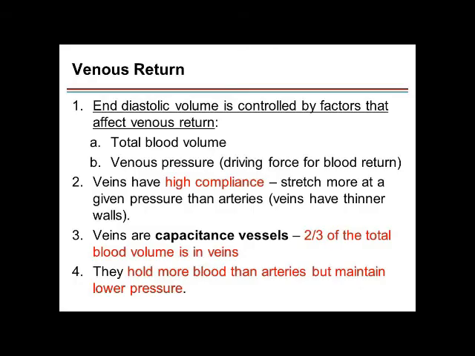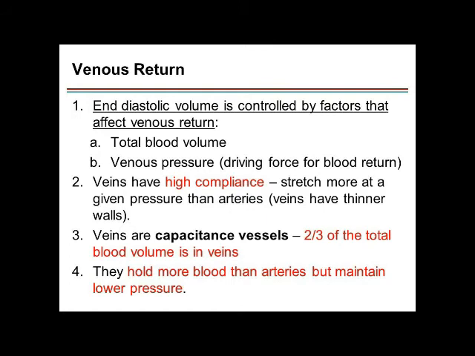Now, in venous return, the end diastolic volume is controlled by factors like total blood volume in the circulation and venous pressure, which is the driving force of the blood return. Veins have high compliance, which means they have a large capacity to store a greater amount of blood. They stretch more at a given pressure than arteries. Veins also have a thinner wall. And veins, being capacitance vessels, carry two-thirds of the blood volume. They hold more blood than arteries but maintain the lower pressure.